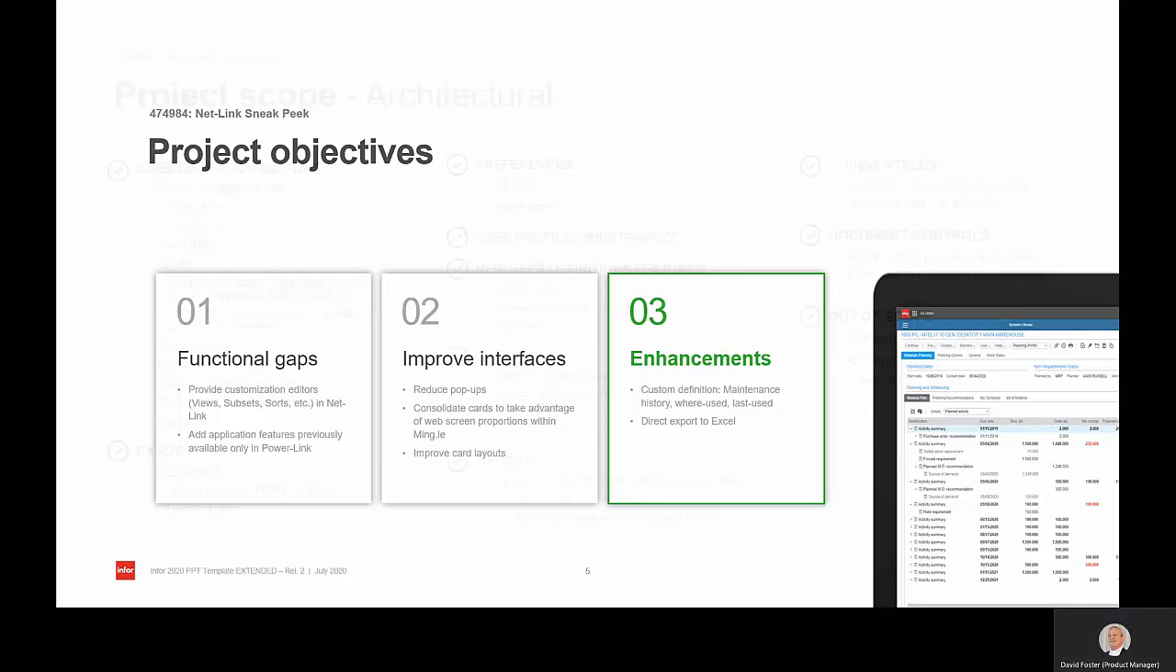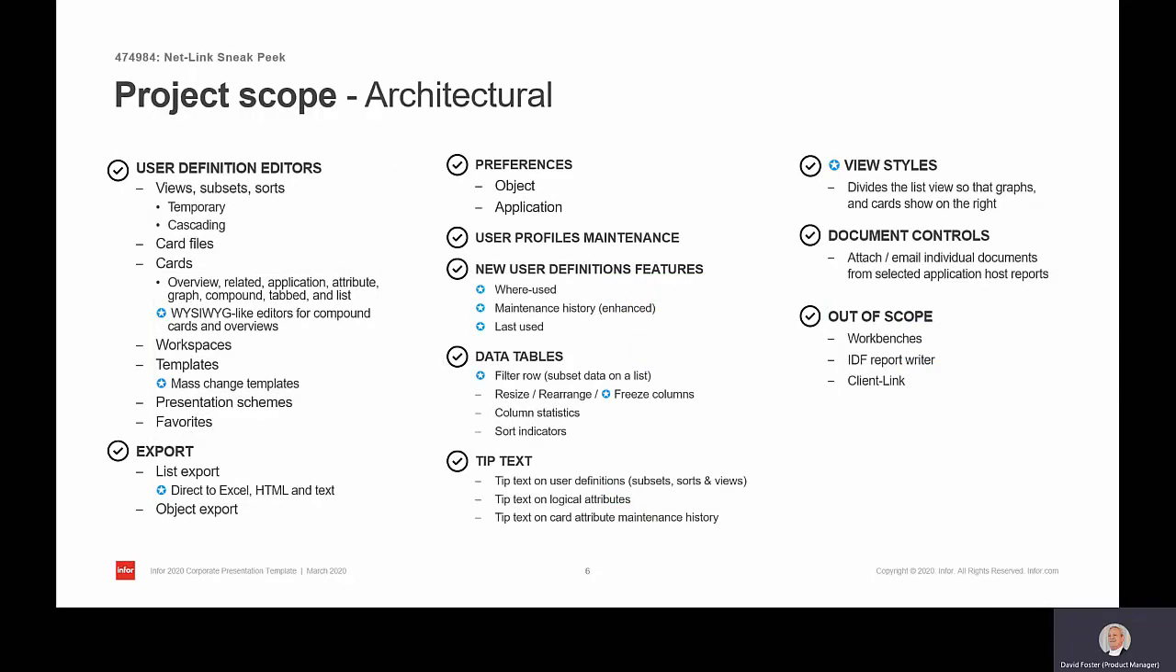We're there. This is the scope, architectural scope of what we're working on. The user definition editors, and what this means is we now, or we will, have the ability to edit things like views and subsets and sorts. We'll have the ability of temporary subsets, cascading subsets, and I'll go into more detail there. We'll be able to create and maintain card files and cards, including the gamut of overview, related, application, all the card types we have now.